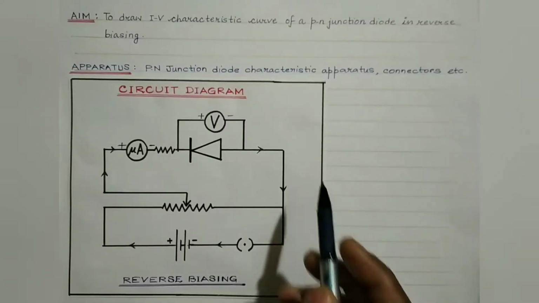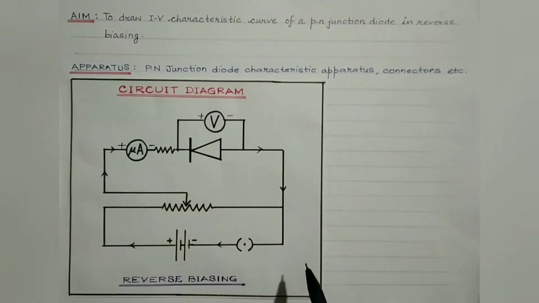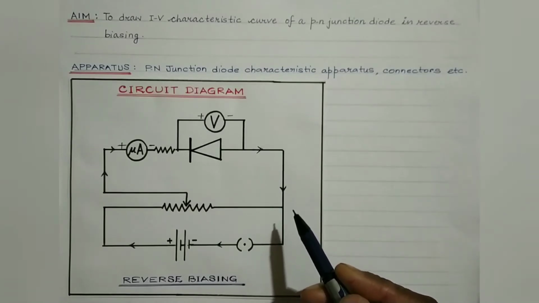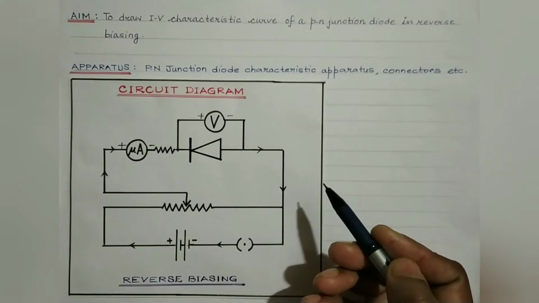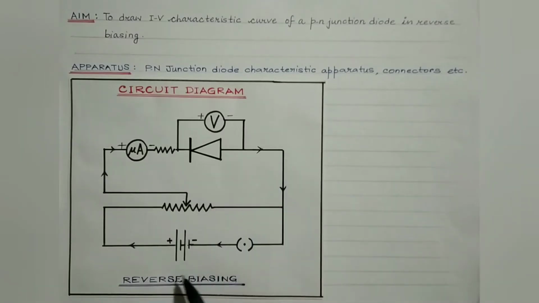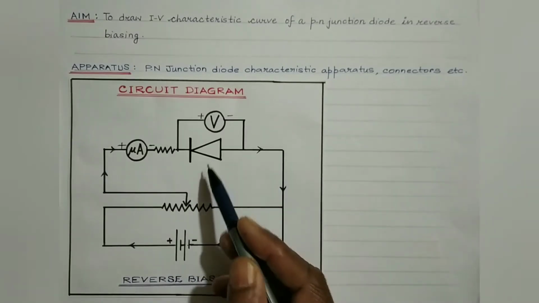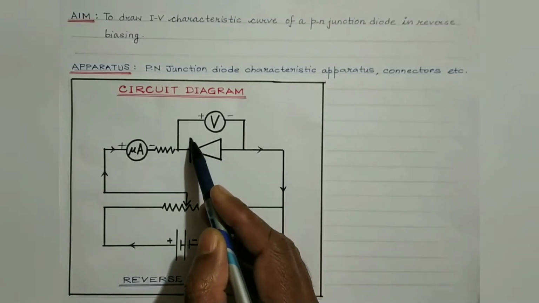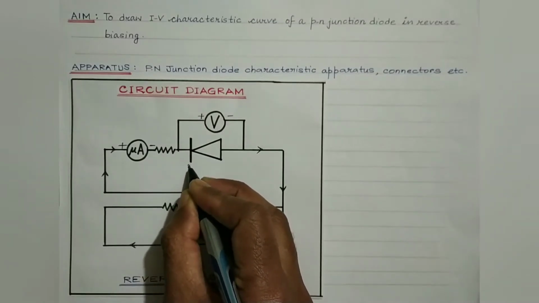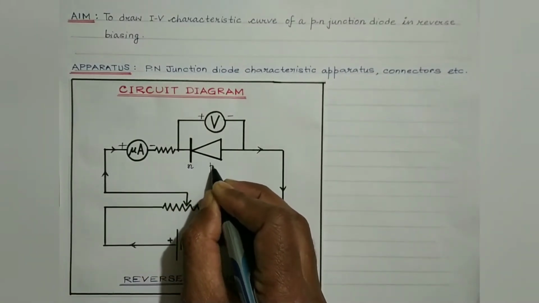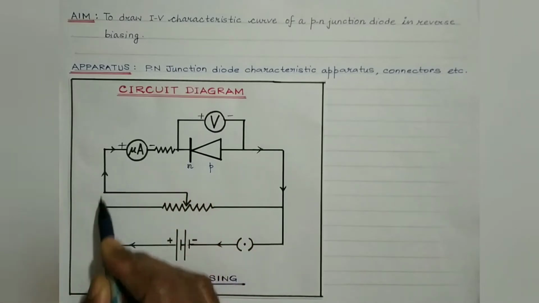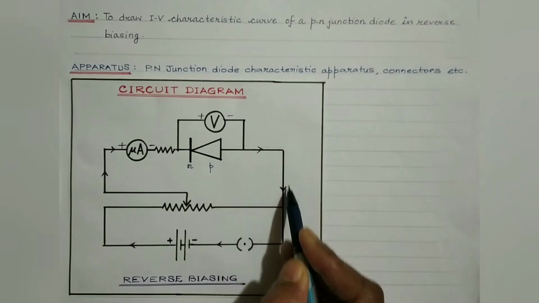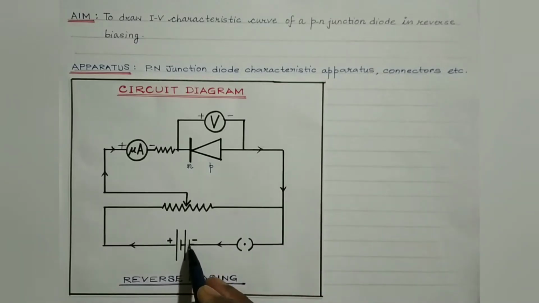Now students, let us concentrate on this circuit diagram. This is the circuit diagram which is to be used in this particular experiment so as to plot the IV characteristic curve of a junction diode during the reverse biasing, right? Reverse biasing, I have stated students, is the case when the N section, this is the N section of the diode and this is the P section of the diode, the N section of the diode is to be connected to the higher potential while the P section of the diode is to be connected to the lower potential of the external DC source.